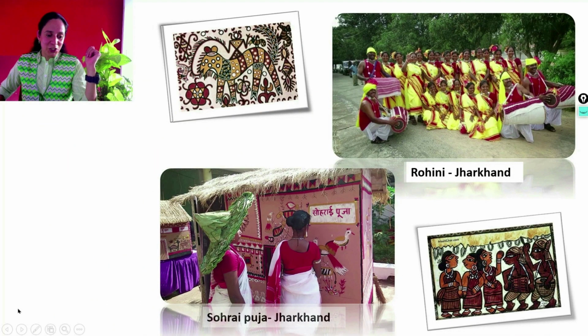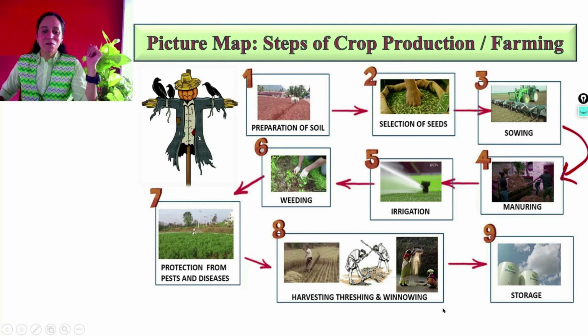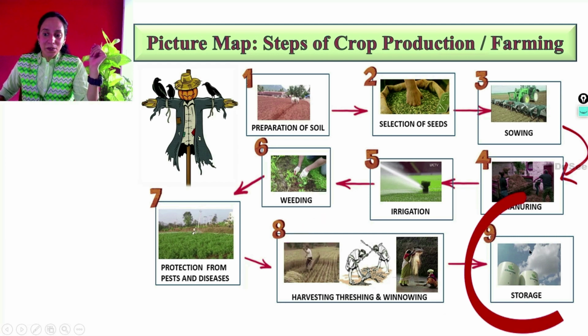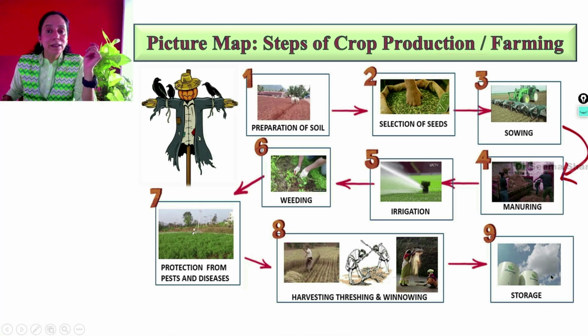This was so refreshing. So let me take you to the picture map of steps of crop production again. So students, we have completed up to step number 8 and now step number 9. Step number 9 is actually the management part of the crop production, and here we will come to know about different methods of storage of harvested crop produce.